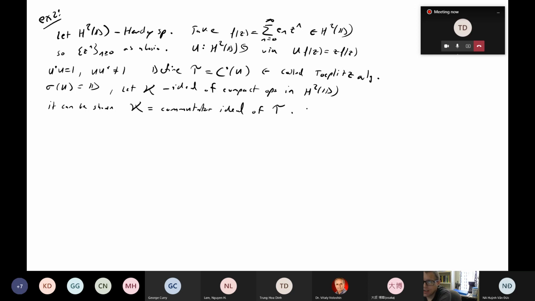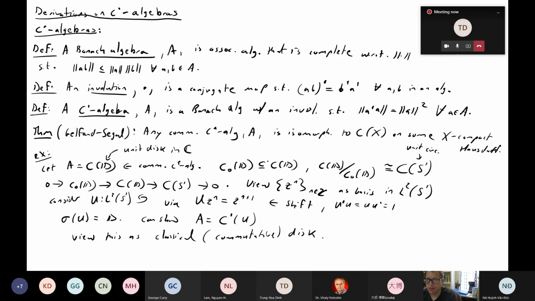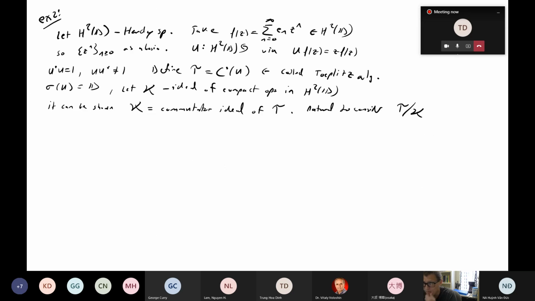And so it's natural to consider T quotient K. Very much like how we are naturally considering this quotient, right? Except here is a little bit easier. I want to figure out what in the world I can identify this with, right? But we need some more help to do this. And so the way to do this is the following.